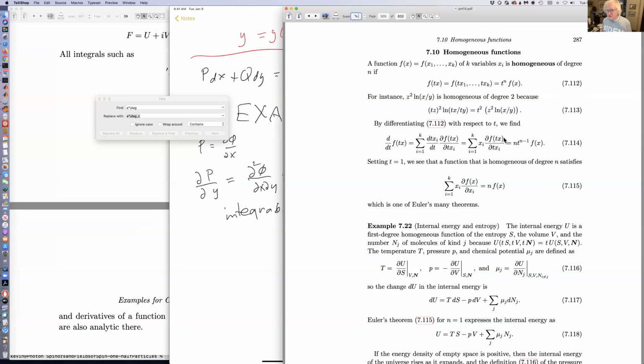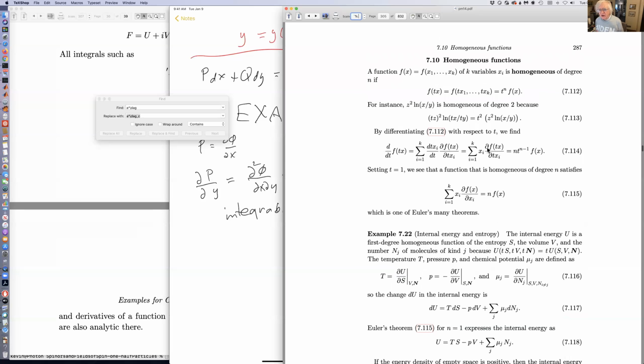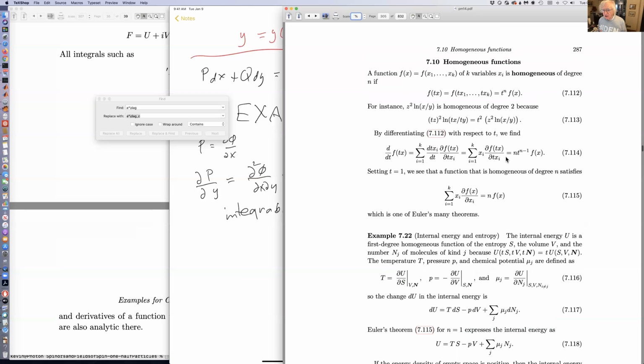That's xi times the derivative of f of tx with respect to txi. On the other hand, if f is homogeneous with degree n, then f of tx is just t to the n f of x, and d/dt of that is n t to the n minus 1 f of x. I'm using x as shorthand for x1 through xk. So now we have this equation, and in this equation we set t equal to 1, and we get this equation here.